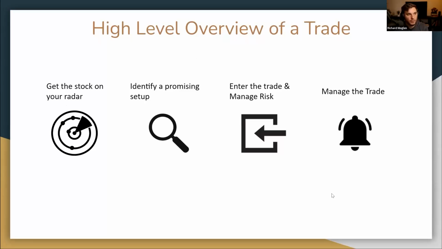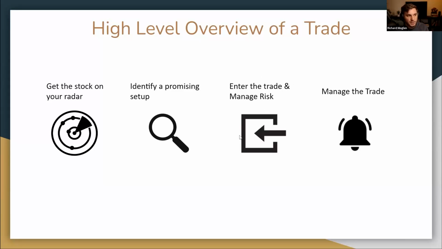First, a high-level overview of a trade. These are the four main components the way I see it. First, in order to trade a stock or a symbol, it's kind of obvious: you have to have it on your radar. You have to be aware that the company exists, and you have to identify some type of promise in it, that it has potential. Then after it's on your watch list, your universe list, you have to identify a promising setup that meets your criteria, that meets your rules. At that point, it can be put on your watch list, and you're ready to go ahead and make a trade. Then the next step is to actually execute and manage risk.